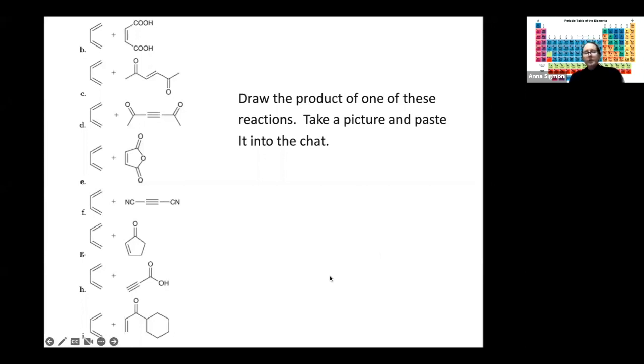So on this screen, you see a variety of Diels Alder reactions. They all start with the same diene, butadiene, shown on the left, but they all are reacting with a different dienophile shown on the right. So choose any of these reactions and draw the product on a piece of paper. Take a picture of what you drew and then paste that into the chat.